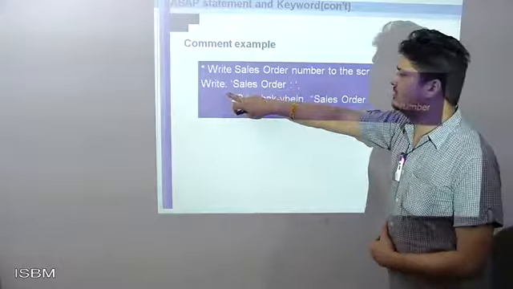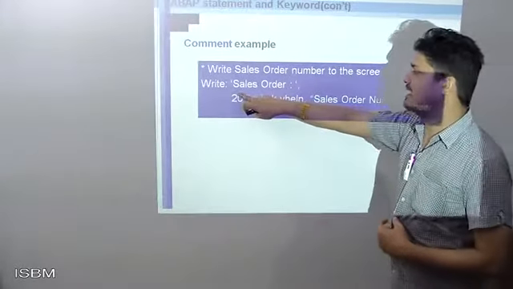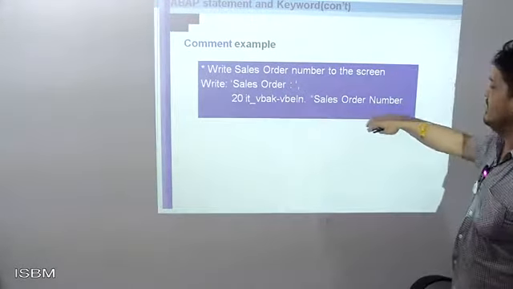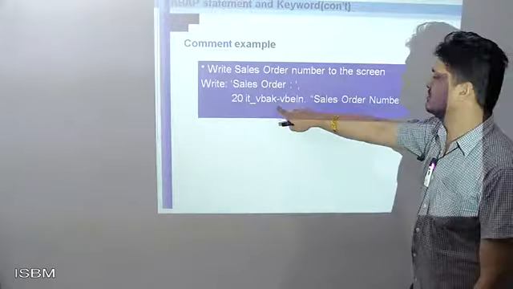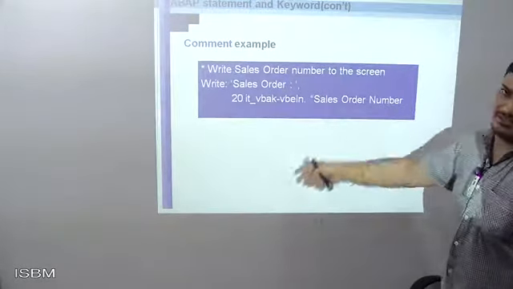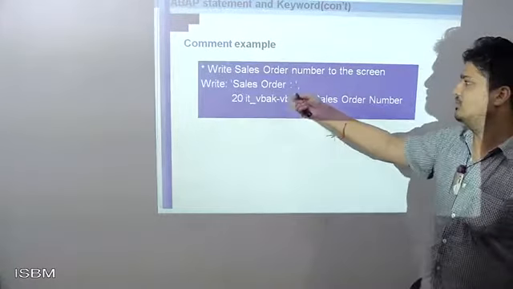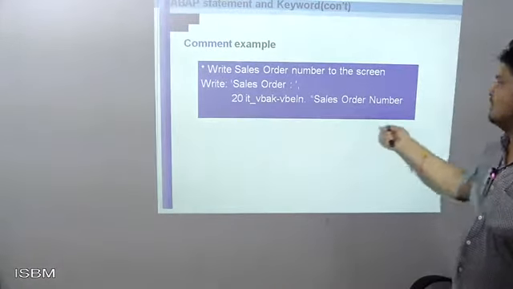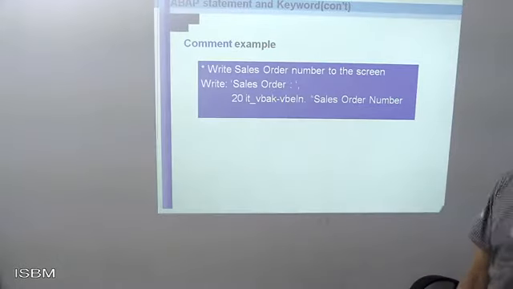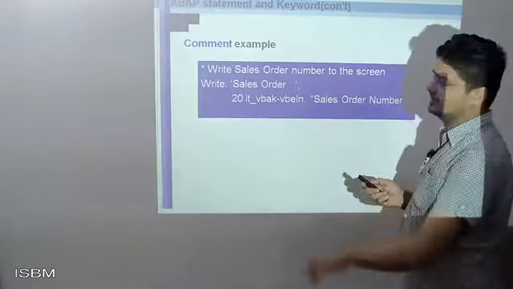So it will say write the sales order number only. It will not show you this part in the output. It will only show this part in the output. So basically that part is for my understanding or someone else's understanding of what we have done over there.